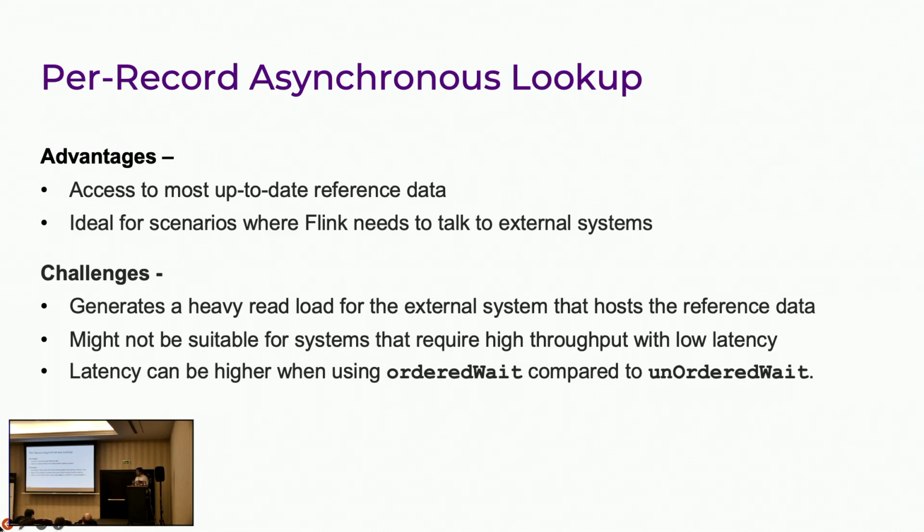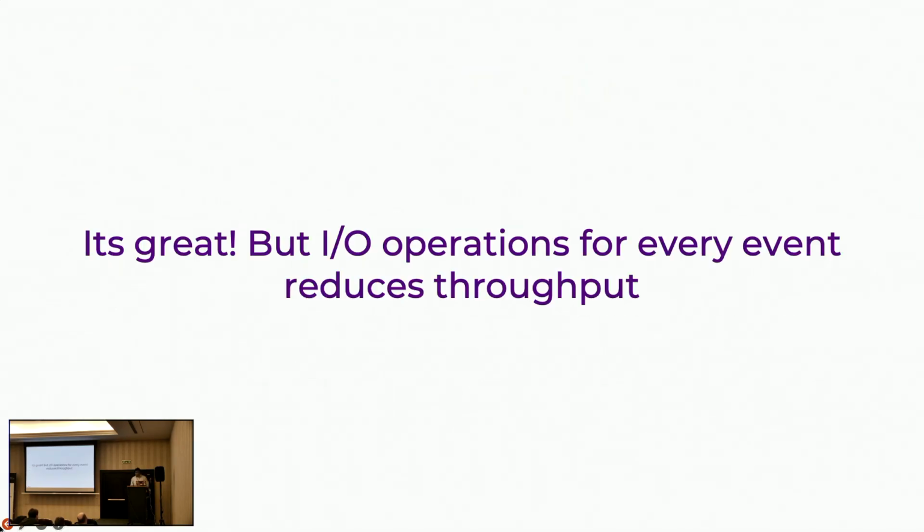Secondly, you cannot build a very high throughput, low latency enrichment application with it, because you're making I/O calls for every event, even if it's asynchronous in nature. And your latency can depend on whether you're using ordered wait versus unordered wait, or even the external system you're talking to. Well, now, async I/O is good, but the I/O operation for every event is actually a concern because it reduces the throughput. So what can be done?